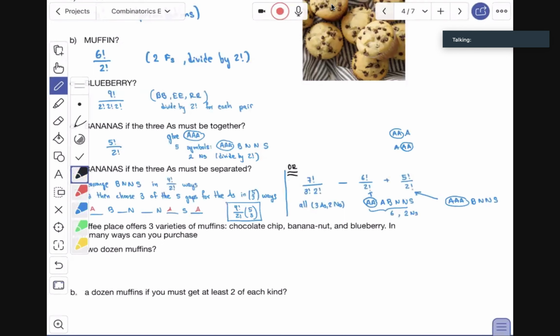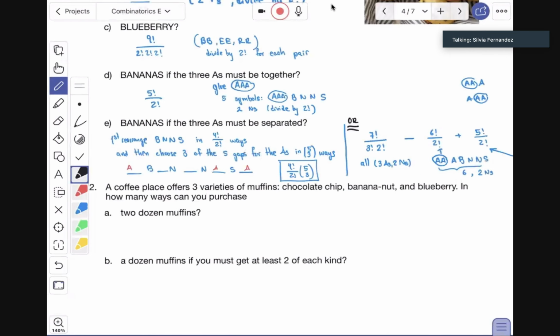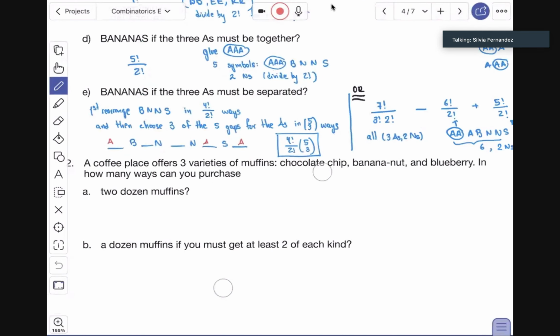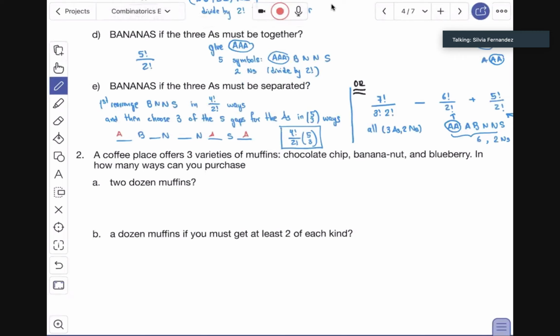Okay. So for part 2, this is more like combinations with repetition. This is more like from section B of the book. You have 3 varieties of muffins: chocolate chip, banana nut, and blueberry. How many ways can you purchase 2 dozen muffins, or a dozen muffins if you get at least 2 of each kind?